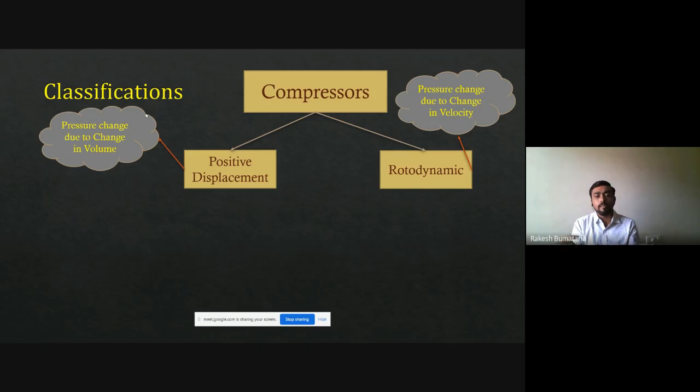Next we go a little bit into the positive displacement type compressor. Now the picture is clear that in a positive displacement type compressor there will be a change in volume. And if we need to change the volume of air, then there must be one moving element. Due to the movement of that moving element, the volume can be changed. So how can we move that moving element?